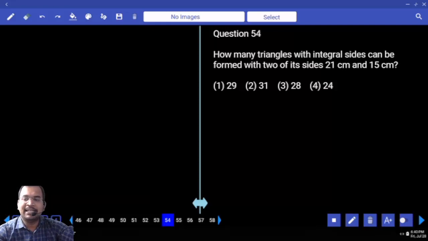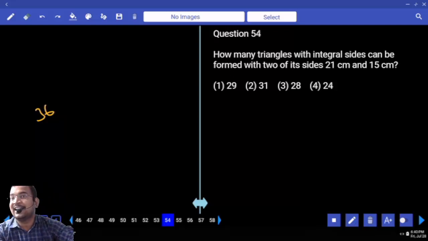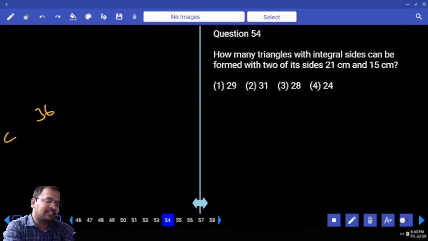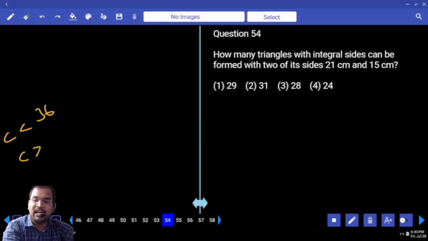How many triangles with integral sides can be formed with two of its sides 21 and 15 centimeters? We know the triangle properties, yes or no? The third side will be less than the sum of the other two sides, so it is less than 36. And the third side will be more than the difference of the other two sides. The difference is how much? 6.